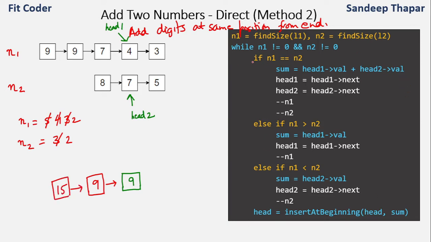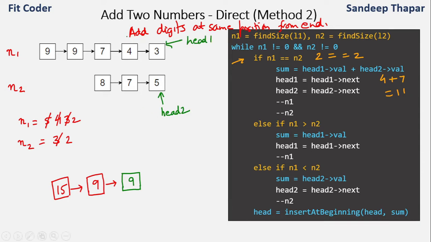In the next iteration, we check if n1 is equal to n2. So both are equal to 2. So we add both the nodes of the linked lists. So we add 4 and 7, which becomes 11. And we move head1 and head2 to the next node. So head2 comes to 5 and head1 comes to 3. And n1 and n2 both are decremented. So n1 is 1 and n2 is 1. And then we create a new node at the beginning with the value 11.